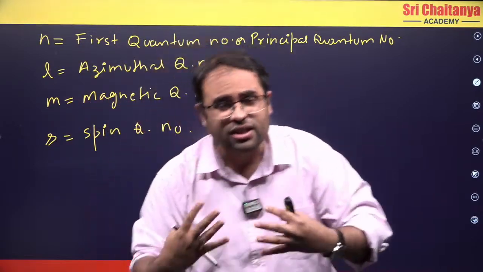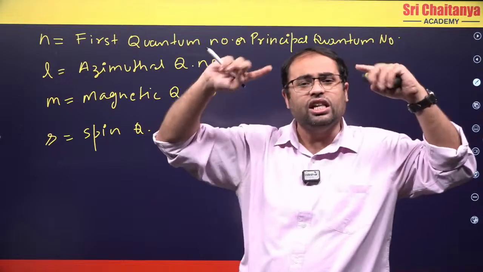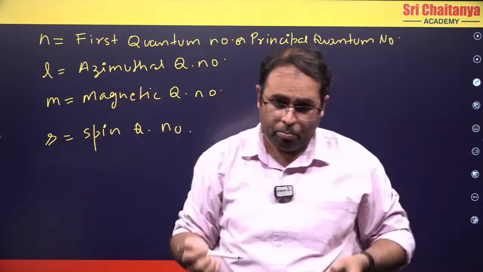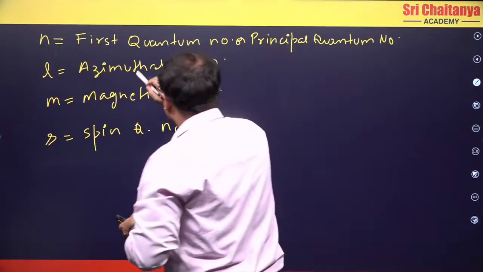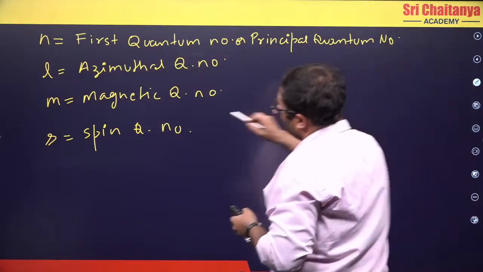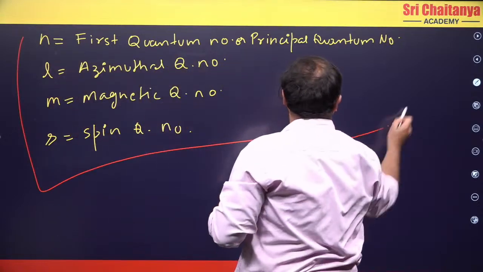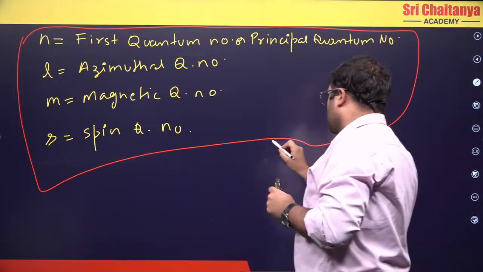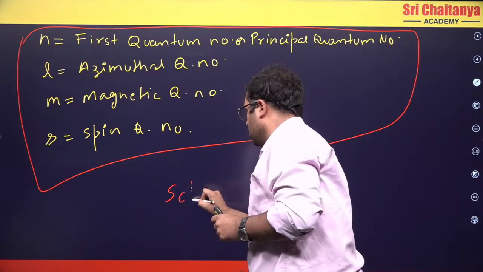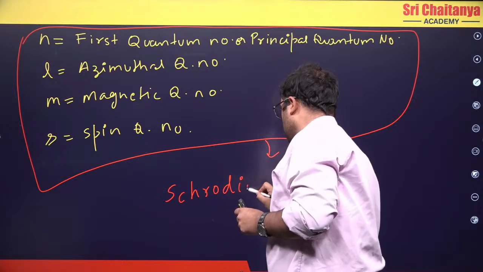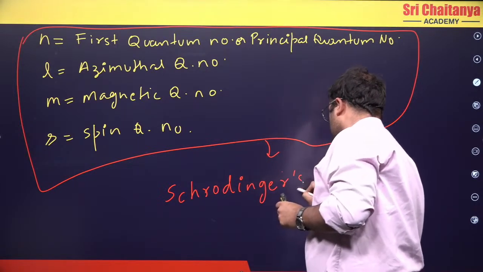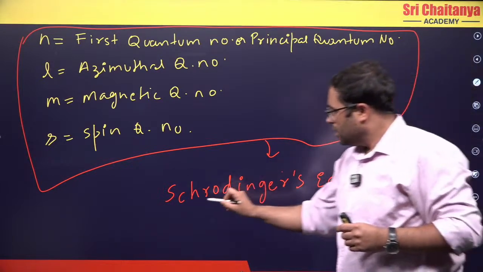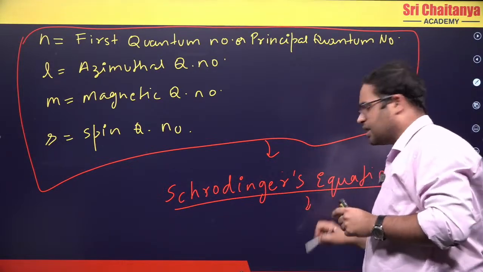Now, Niels Bohr first proposed the first quantum number, right? But where do these other quantum numbers come from? All these quantum numbers originate from a very special equation called Schrodinger's equation, which looks somewhat like this.